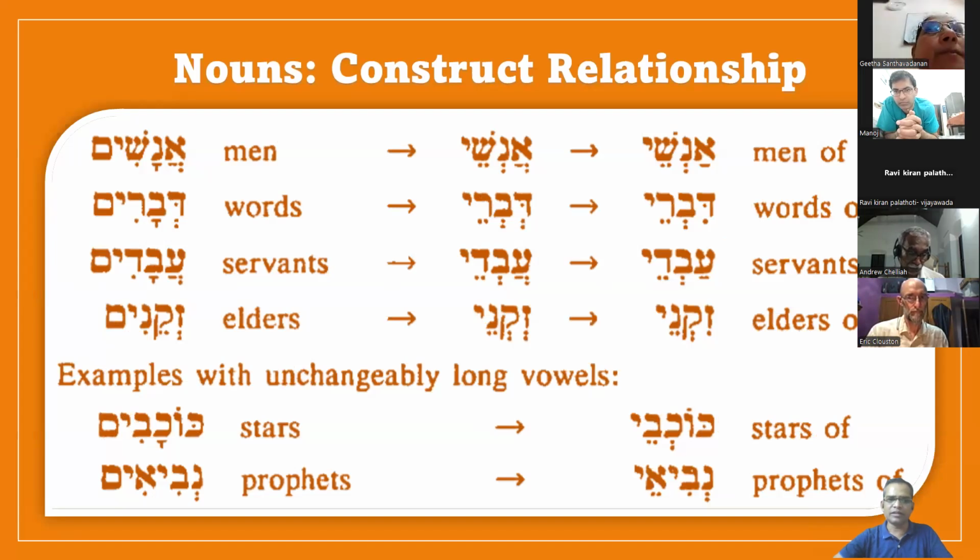Excuse me, sir. Yes, madam. In the second example, Devari, the simple vocal Shiva has been changed into Hirak. So that is default, sir. It is by default. I hope you remember the inseparable prepositions.